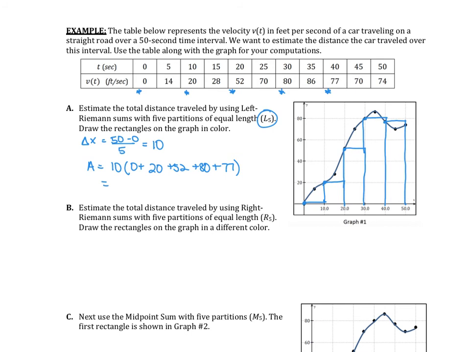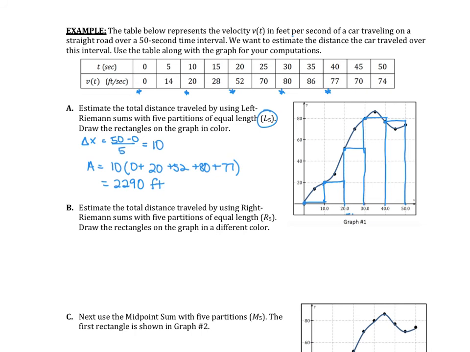And that sum is 2290. And that unit would be feet because we're doing velocity in feet per second. And this is just seconds. So feet per second times seconds would give me just feet. All right. If you didn't get a chance, hit pause, see if you can do the same thing for the right Riemann sums.